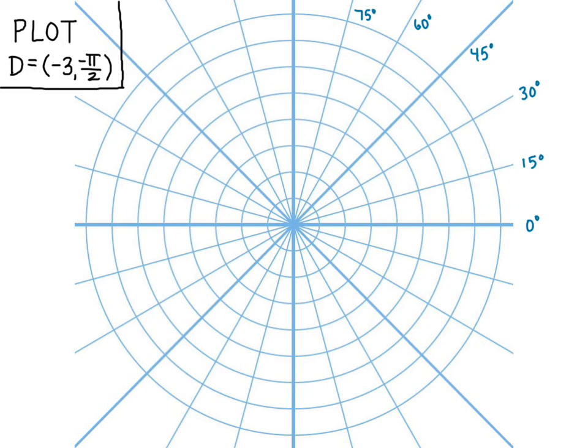Lastly, let's see, we've got D equals negative 3, negative pi over 2. So both theta and r are negative. So we're going to start with theta always. We've got our initial side of our angle, and we're going to rotate it clockwise pi over 2. And then, if r was positive, we would have this point right here, which is 3, negative pi over 2. But we have that r is negative, so we're going to go in the opposite direction of the terminal side of this angle and stop right here. So this is the point D equals negative 3, negative pi over 2.